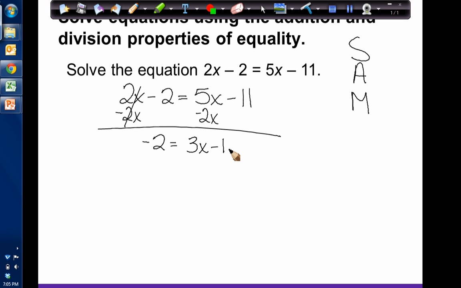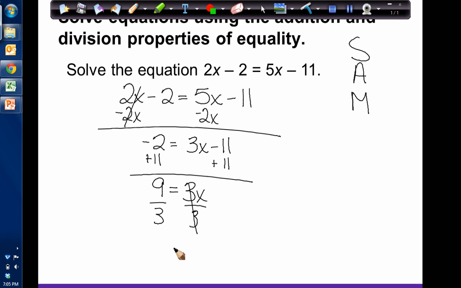3x minus 11. Great. Now we have our x's over here, but we need to get rid of the negative 11, so we'll add 11, the opposite of subtracting. Now we have 9 equals 3x. And we're done with the addition step. Let's go on to the multiply divide. We have 3 times x, so the opposite of times is division. We divide by 3, so the 3 will go away, and we'll just have x on this side by itself. 9 divided by 3 is 3, so x is 3.